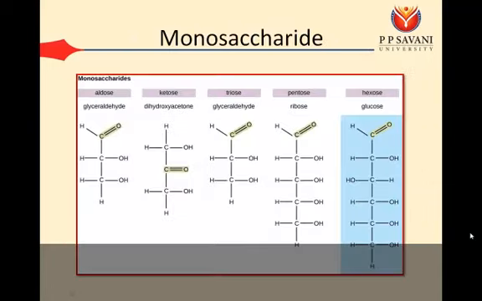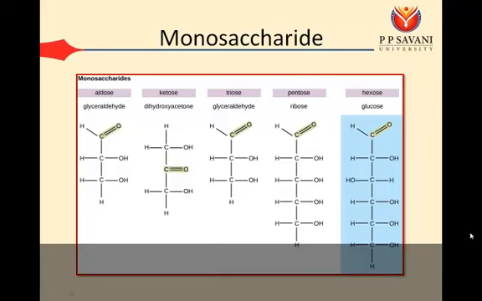So the first is monosaccharide. Mono means one and saccharide means sweet. The most common example is glucose. In monosaccharides, the number of carbons usually ranges from 3 to 7 and hence monosaccharides can be further classified as triose, tetrose, pentose or hexose.